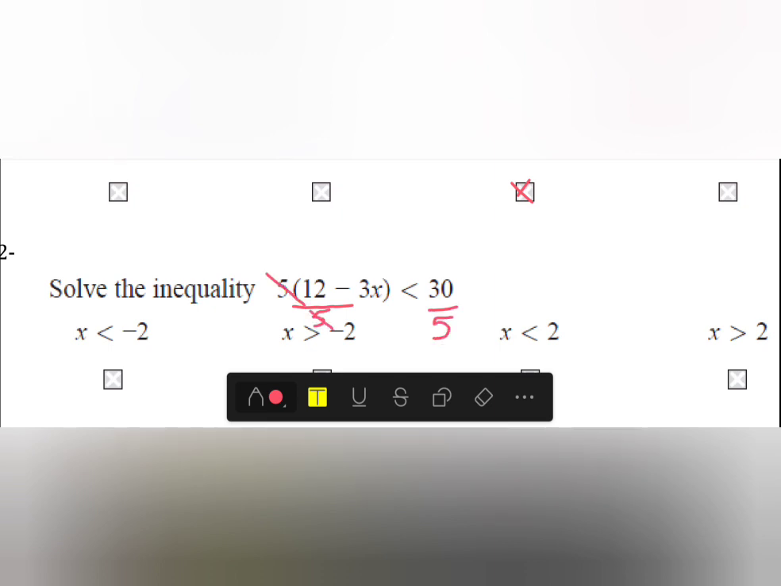Both 5s go together. So I left 12 minus 3x here. And the sign smaller than. And then 30 divided by 5 equals what? Very good, it's 6. Now, I have negative 3x and 12 on this side. So I'm going to take the 12 to the other side. So it's going to be negative 12, like this. So I end up with negative 3x on this side and 6 minus 12 on the other side. So 6 minus 12 will be what?